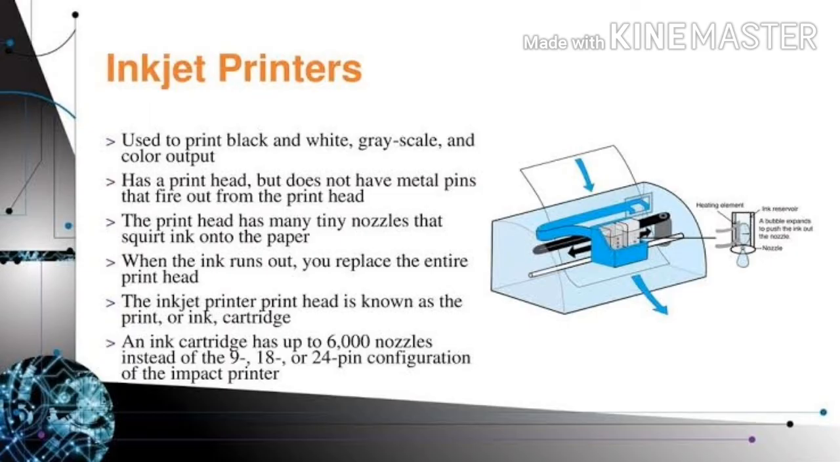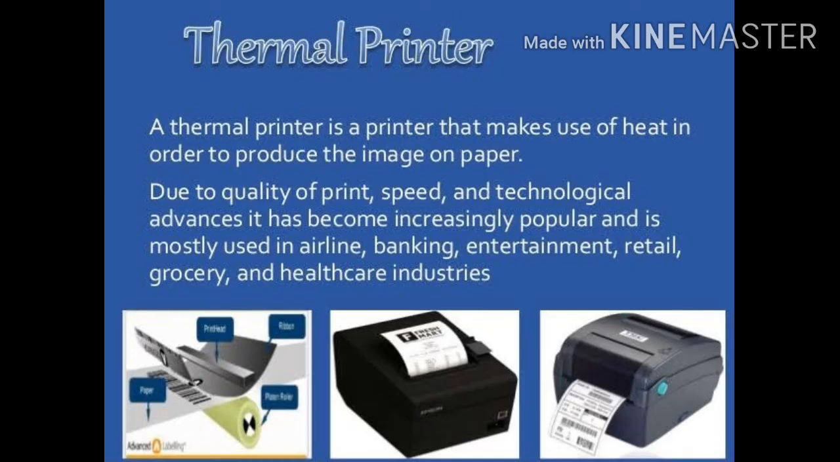Now come to the next one, that is inkjet printer. Used to print black and white, gray scale and color output. It has a print head but does not have metal pins that fire out from the print head. The print head has many tiny nozzles and squirts ink onto the paper. When the ink runs out, you replace the entire print head. The inkjet printer print head is known as the print or ink cartridge, as the ink cartridge has up to 6000 nozzles instead of the 9, 18, 24 pin configuration of impact printer. So that is a very useful printer.